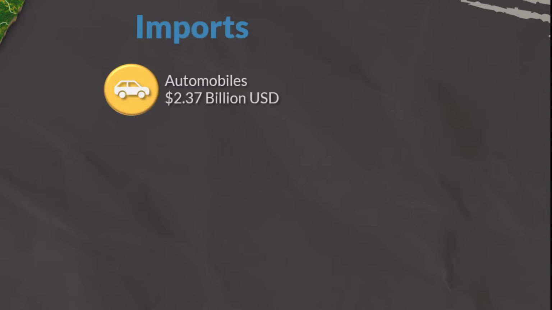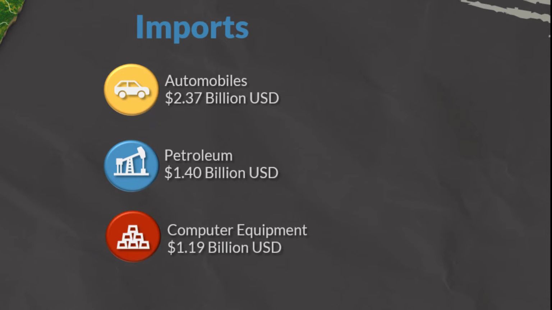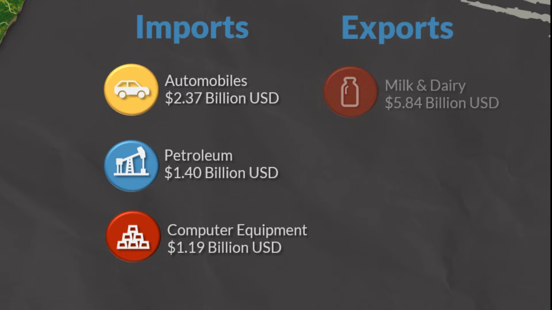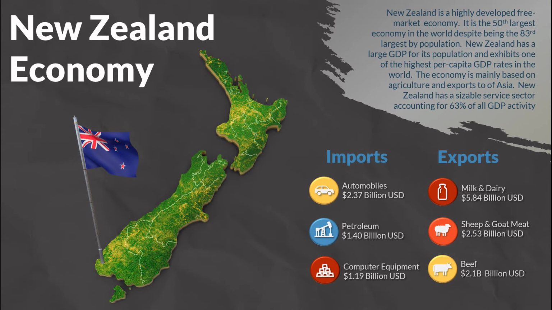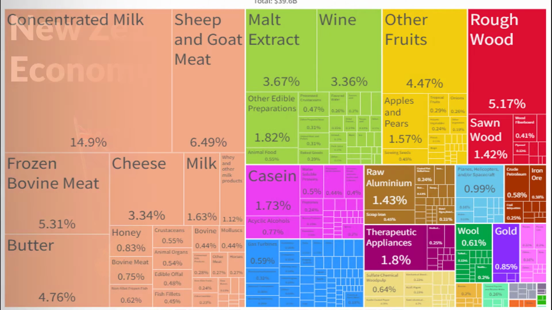Their largest imports are automobiles, petroleum, and computer equipment. So again, they have to import these things. They don't have a real robust sector that produces these kinds of products. Their main exports, like we said, are agricultural: milk and dairy, sheep, and beef. So again, a huge export economy as far as agriculture goes. And if we take a look at where this agriculture goes, we can see that it's pretty much all agriculture, and most of it goes to Asia and the countries closest to it.